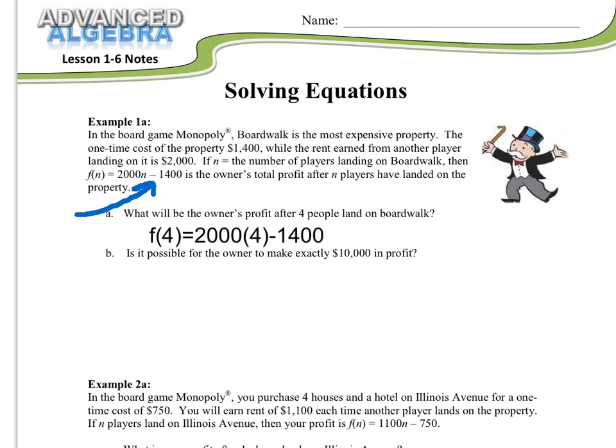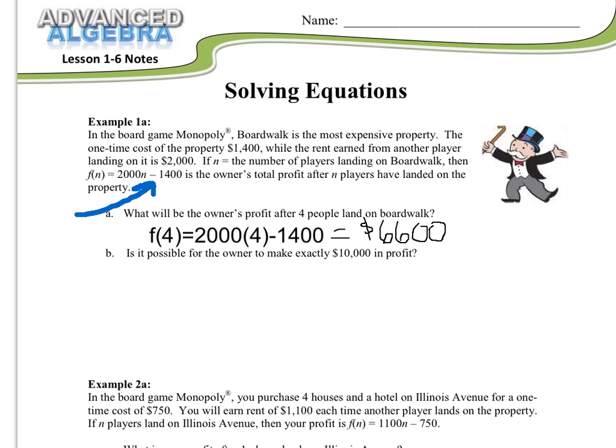Okay, I typed it there. f of 4 equals 2,000 times 4, because you're plugging 4 in for n, minus 1,400. That all equals $6,600. That's how much profit that owner will make if 4 people land on Boardwalk. So you took 2,000 times 4, which is 8,000, minus 1,400, which equals 6,600.